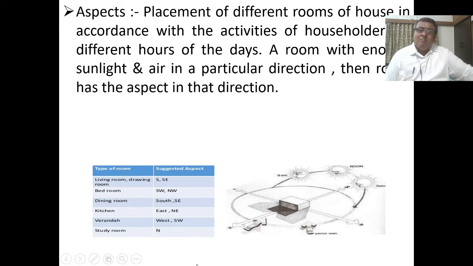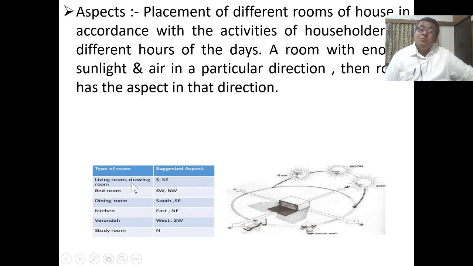Now, the sun moves from east to west through the southern side of this bungalow. So this side is much hotter than this side. These three directions will get maximum sunlight, and this north direction will get a little sunlight. So we have to plan according to the direction of the sun.